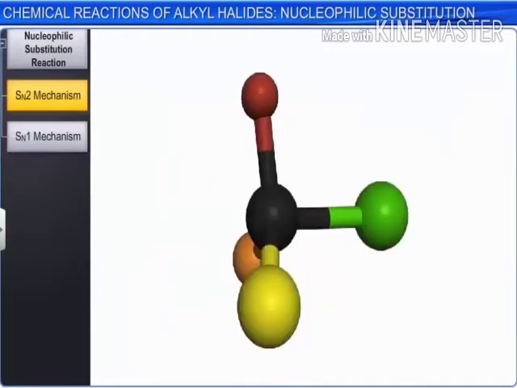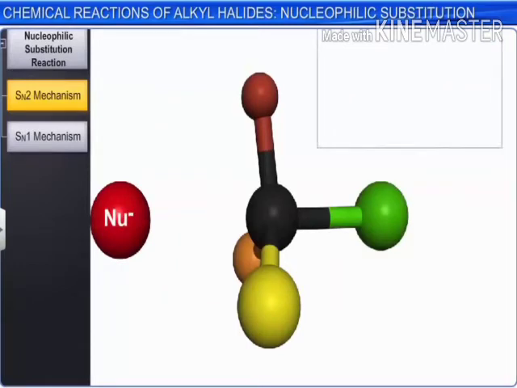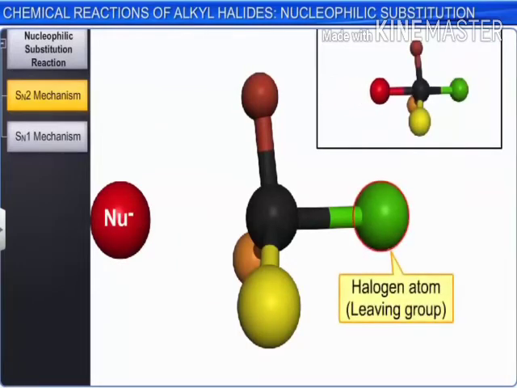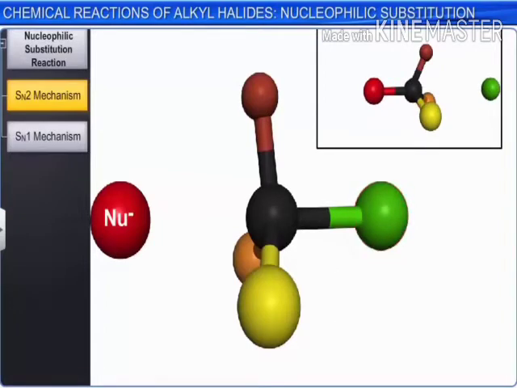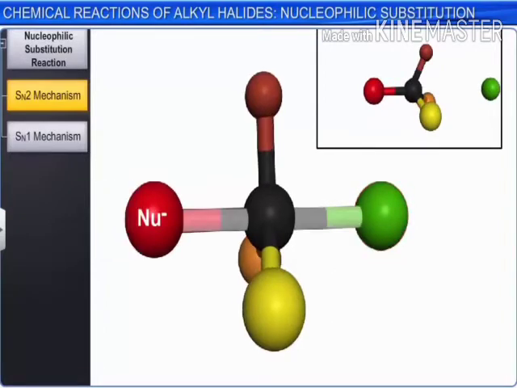In the Sn2 mechanism, the nucleophile attacks from the back of the molecule, on the opposite side from the halogen atom, the leaving group in this reaction. The leaving group leaves simultaneously. This is described as a concerted mechanism. That is a one-step mechanism, because the new bond between the nucleophile and the carbon atom forms at the same time as the carbon-halogen bond breaks, as shown in the pentacoordinate transition state.